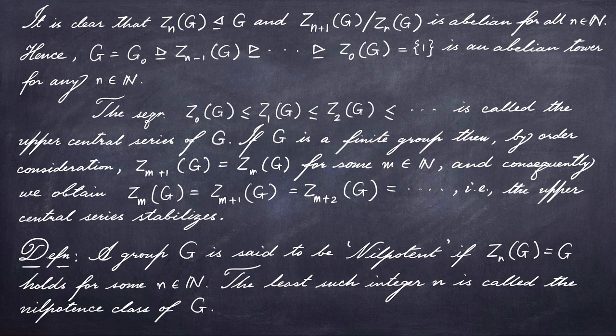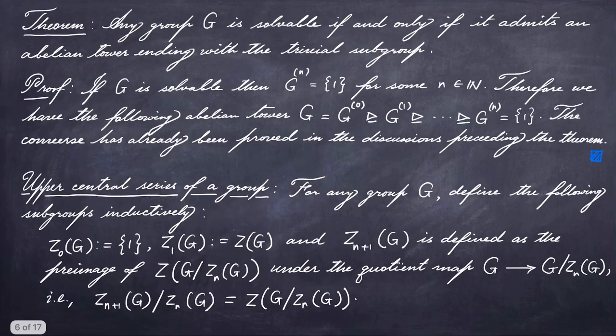If that happens, that is, for some m, Z_m(G) becomes G, then the group will be called nilpotent. And the least integer n for which this happens is called the nilpotence class of G. So let me again repeat. Given any group G, the upper central series of G is obtained by taking the successive centers.